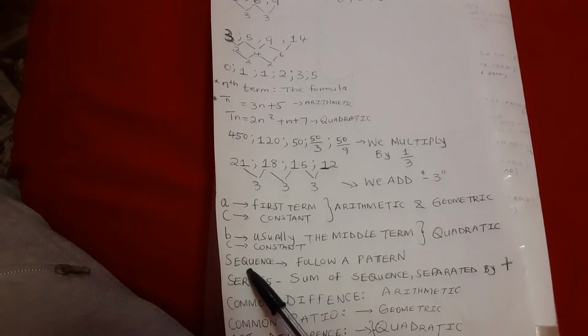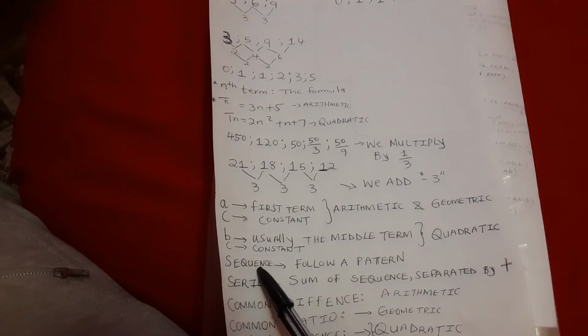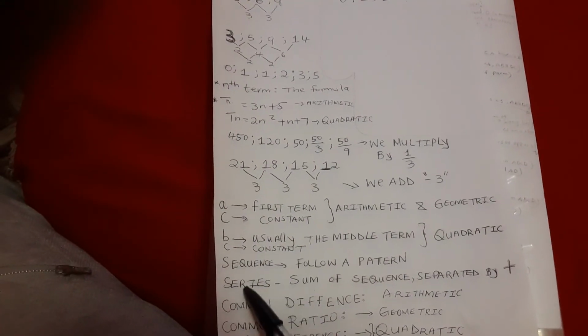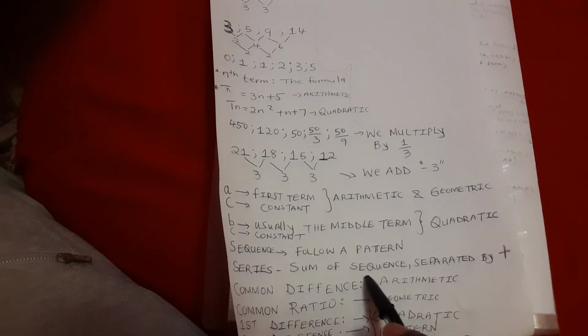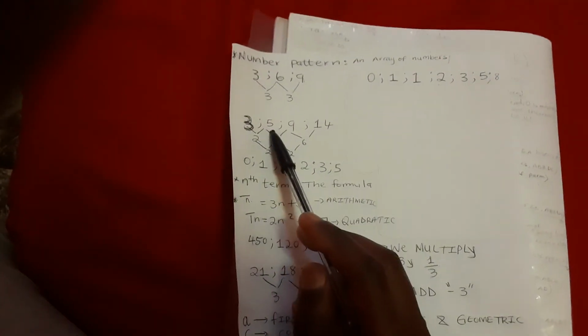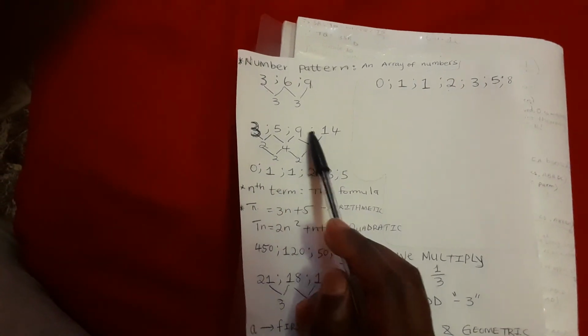And another concept, okay, we already discussed the concept of a sequence. It means the exact same thing as progression or pattern. And a series is really the sum of the elements of a sequence, like in that example. And usually the elements are separated by plus instead of the semicolon.